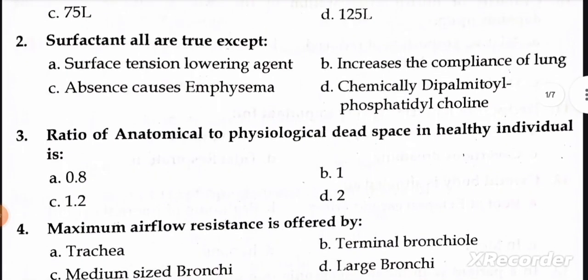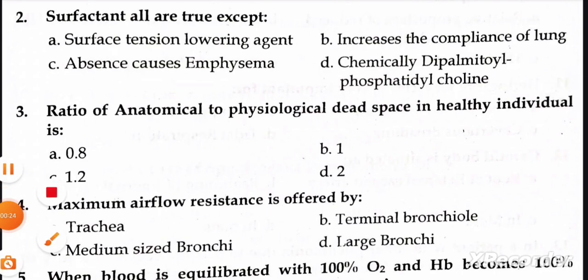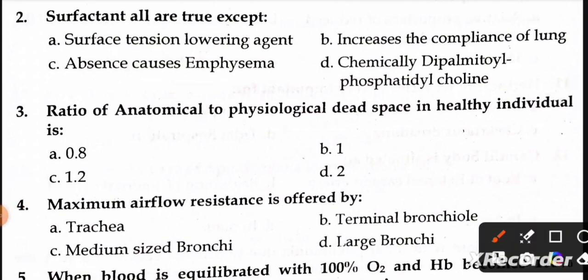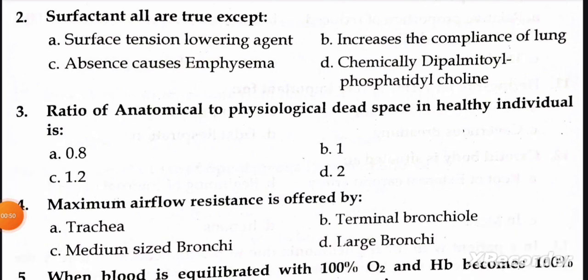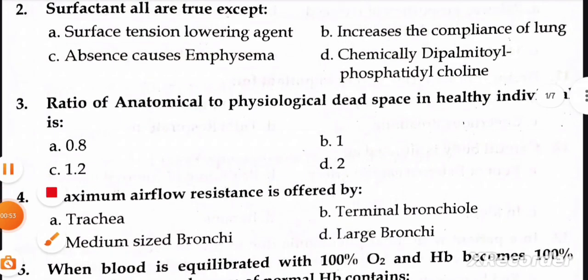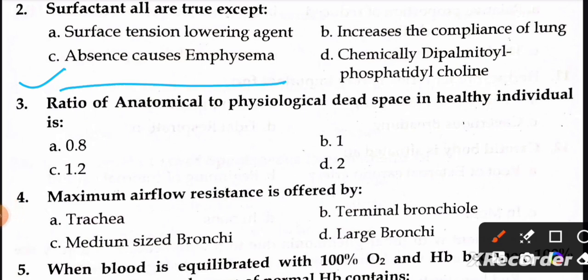Next question is surfactant. All are true except: A surface tension lowering agent, B increase the compliance of lung, C absence causes emphysema, and D chemically dipalmitoyl phosphatidylcholine. Right option is C, absence causes emphysema.